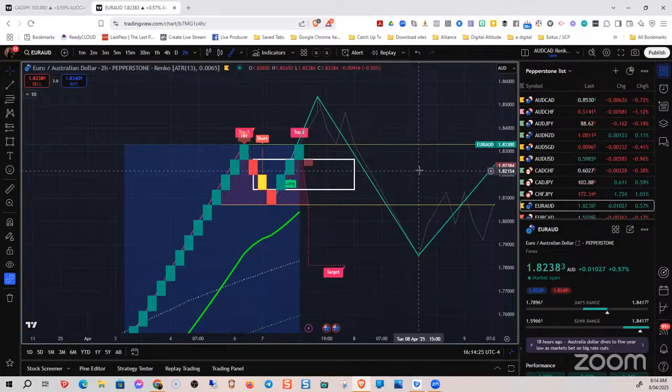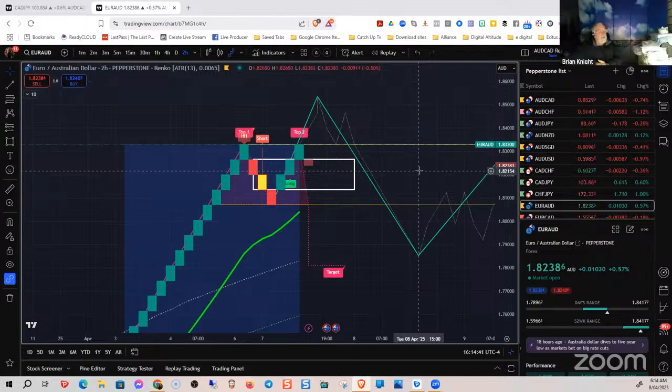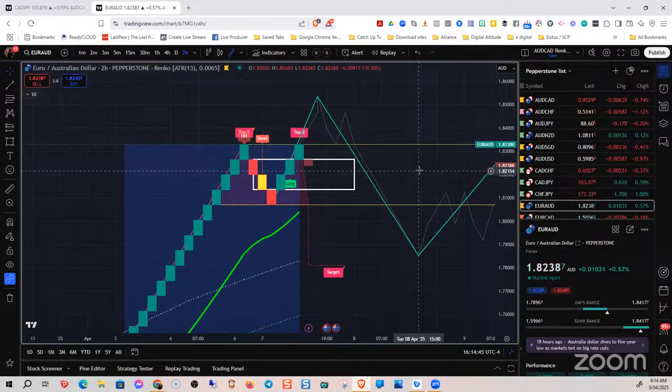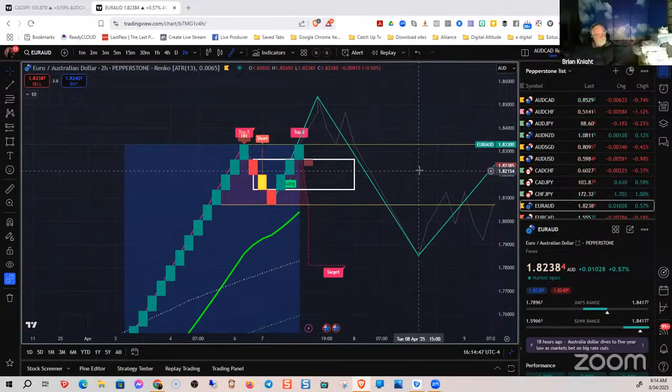That's right. So if I get a yellow here with a wick that closes above the top 2, I'm going to look for entry below that red brick that created the box. Okay. And then my stop will be above these 2 at the top. Okay.